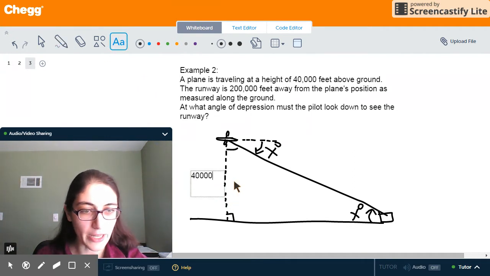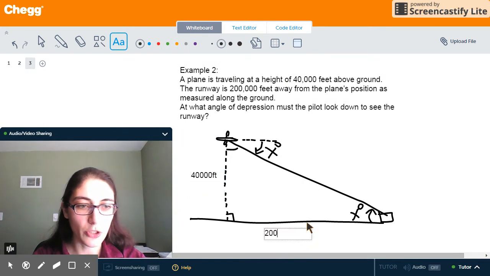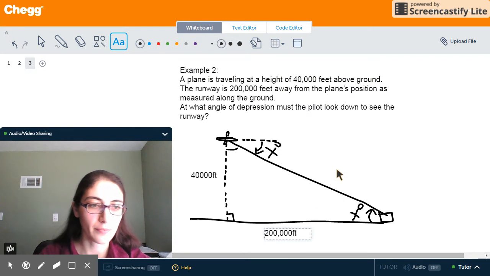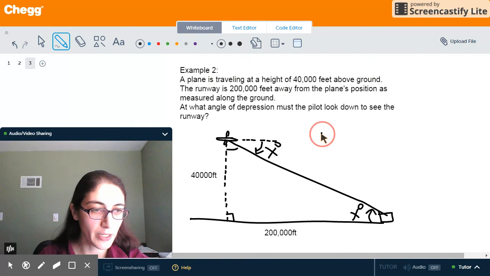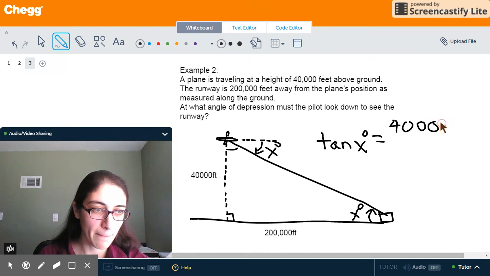Now I have some numbers here so I can plug in and solve. This is 40,000 feet. And I have that along the ground, it's 200,000 feet. Again, I can use a tangent ratio to solve for this and say that the tangent of my unknown x degrees equals 40,000 opposite over adjacent is 200,000.